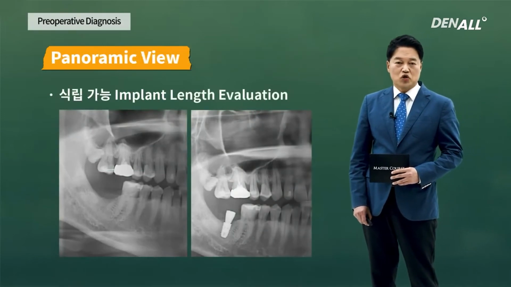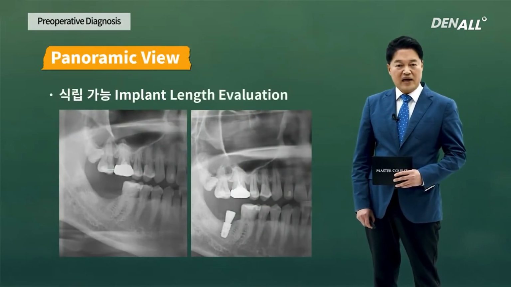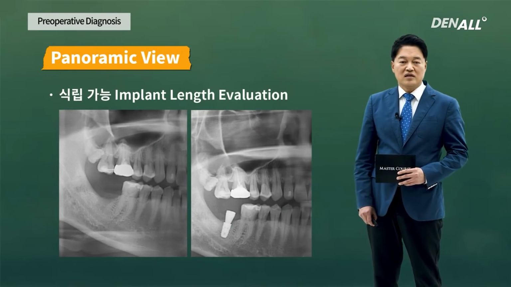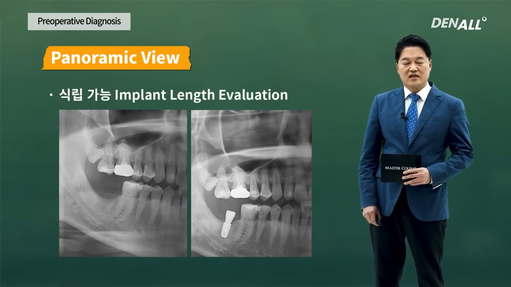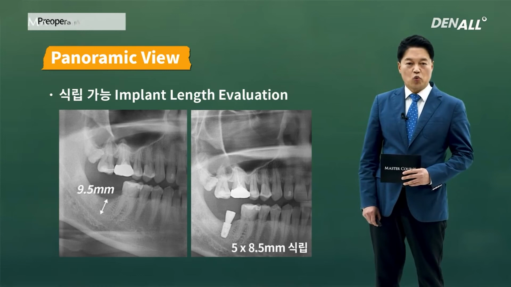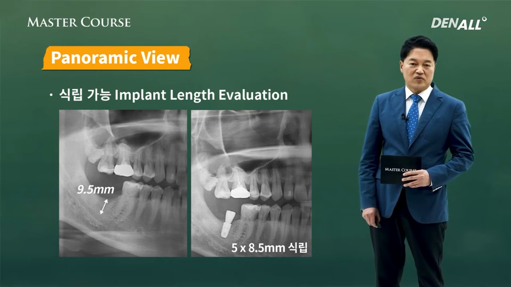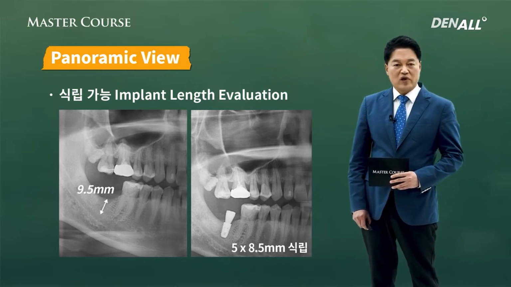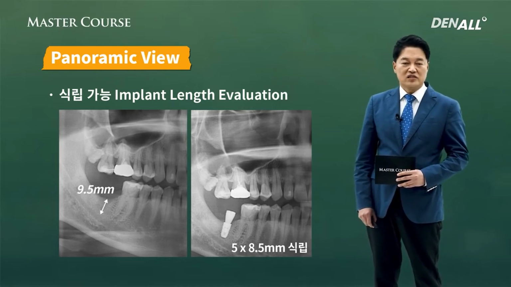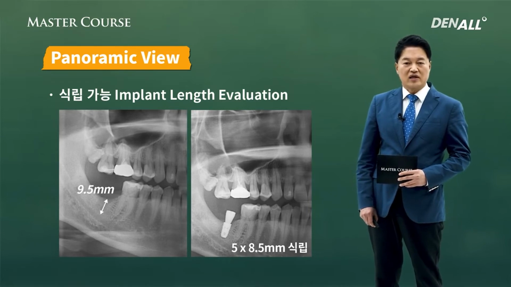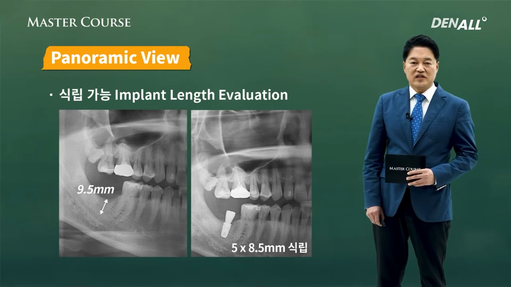As you can see, basically, in the surgical area, panax is taken and the remaining bone length is accurately evaluated. It's 9.5 millimeter. The implant needs to be placed superior to the mandibular canal, and for a safety margin with the mandibular canal, a shorter 8.5 millimeter implant fixture was planned.